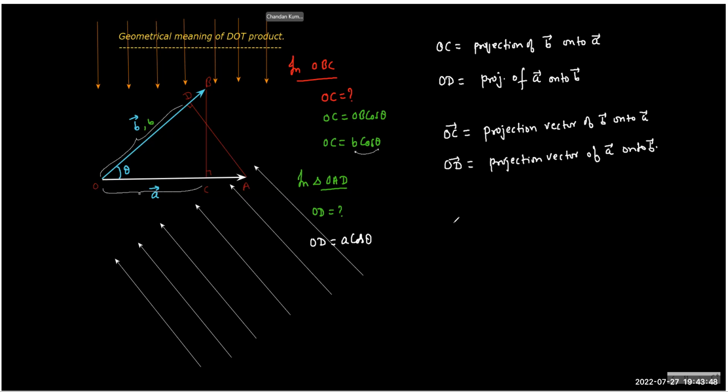Now coming back to the A dot B definition. What was the definition of A dot B, if you remember? AB cos theta. And so we can write this as A multiplied by B cos theta, or we can write this as B multiplied by A cos theta. Yes or no?